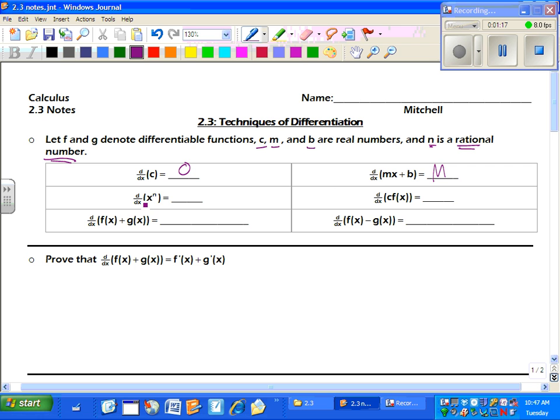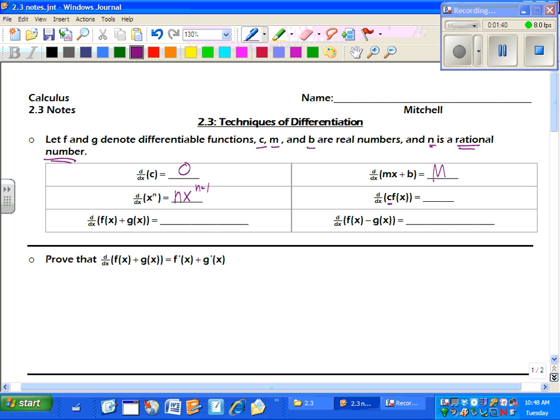Next one, the derivative of x to the n. Remember, this is the one where n could be a rational number. Power rule, what do we get here? n times x to the n minus 1, right? We subtract 1 from the exponent.